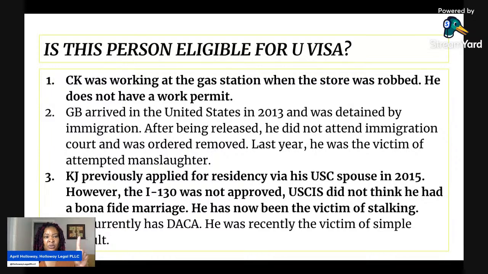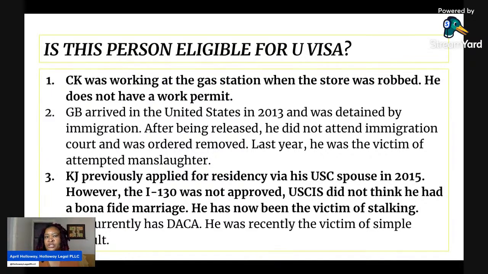So remember our two requirements. One, the person has to be a victim of a qualifying criminal activity. And number two, they have to cooperate with police and prosecutors. Now, the crime that CK was a victim of is robbery. Was robbery on the list of crimes eligible for U visa? No, it is not. Robbery is not a qualifying crime for a U visa.